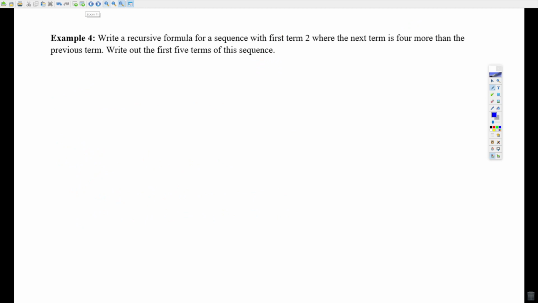Now we've got 2 examples left. Okay, 4. Write a recursive formula for the sequence if the first term is 2 and the next term is 4 more than the previous term. And then we'll also write out the first 5 terms. So we'll do a little curly bracket.